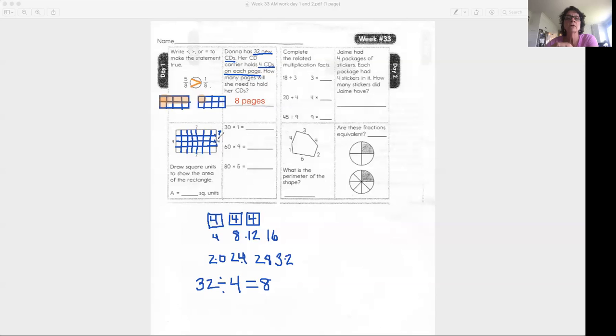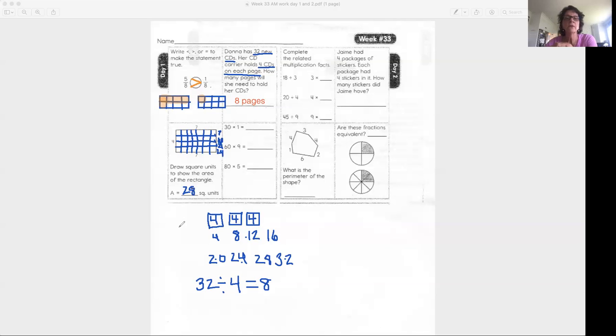7, 14. 14 plus 7 gives me 21. Kind of hard to see my numbers. And then 21 plus 7 gives me 28. Okay, so my answer is 28 square units.